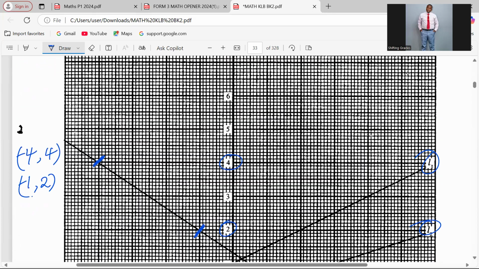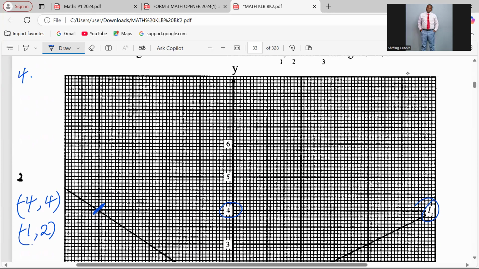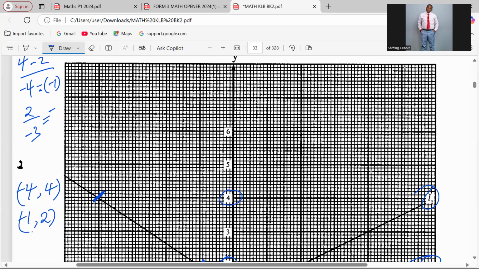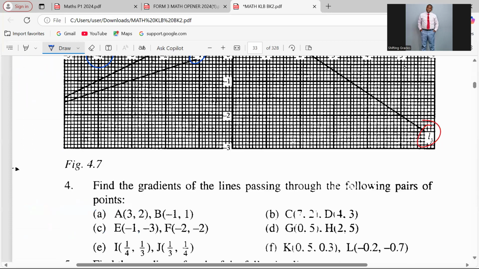So I need to pick change in y. So 4 minus 2, change in x, -4 minus -1. Must be very careful at that point, minus -1. So 2 out of -3, yeah, because this will be -4, then this becomes a positive now. -4 plus 1, -3. So this is -2 thirds. So you can now check the others.